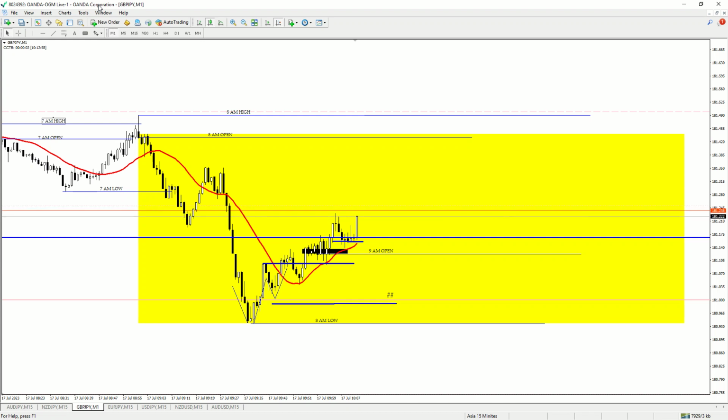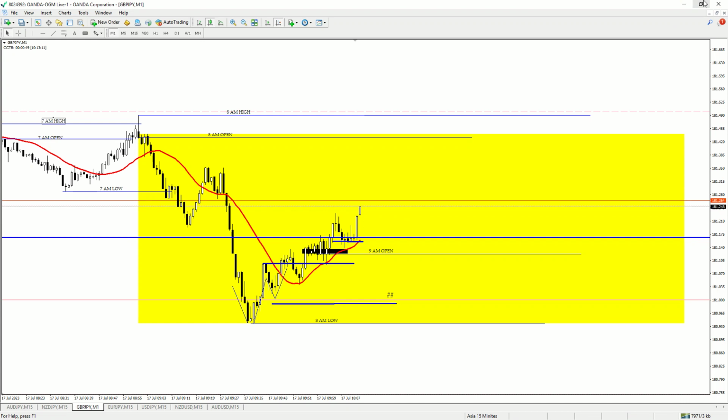I'm entering on this engulf. I've entered on my other charts because I told you I'm not going to use this one. So this is my entry.